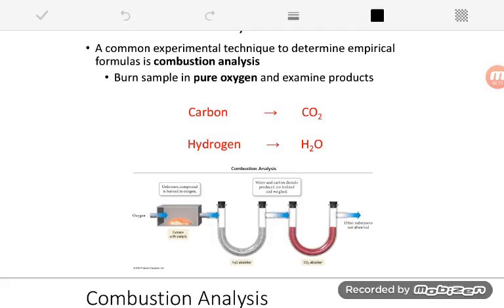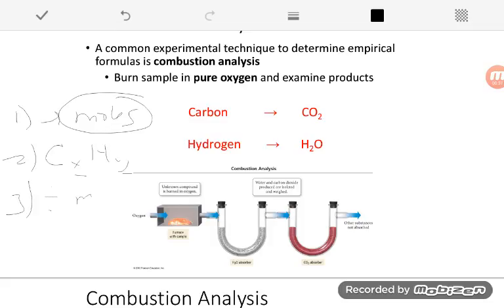And we followed a basic three-step process. One, we converted things into moles. So if we had grams, we turned those into moles. Two, we wrote a pseudo formula. So that was something like CxHy, or however many moles we got, we put into those subscripts. And three, we would divide the subscripts by the smallest number possible, and that should have given us whole numbers. So you convert to moles, write a pseudo formula, divide by the smallest subscript.